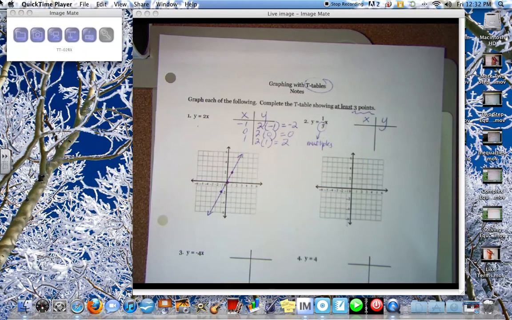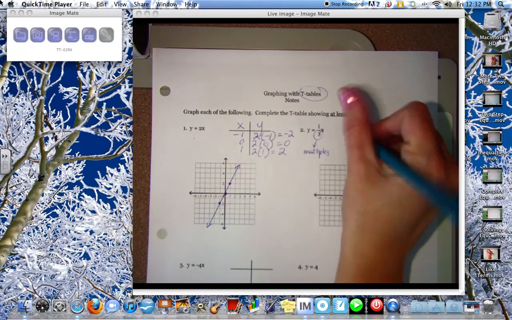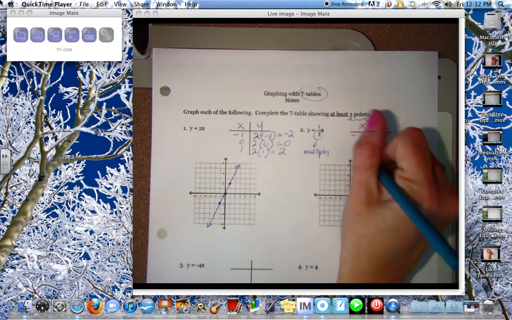So examples of multiples of 3 would be what? 3, 6, 9, etc. So I'm going to choose for my x values -3, 0, and +3.